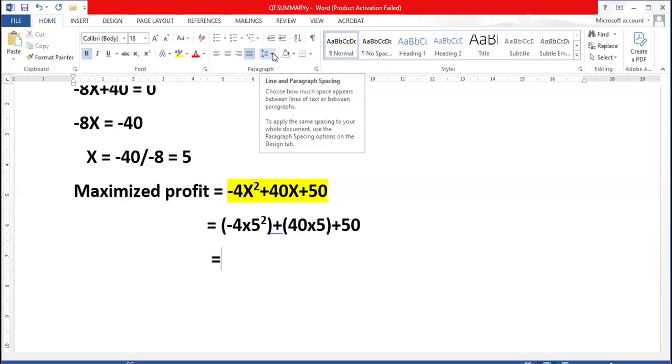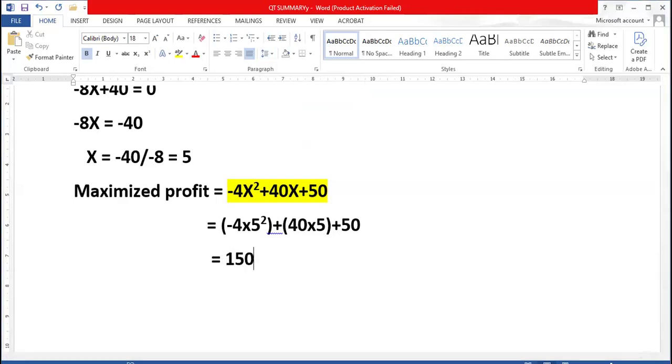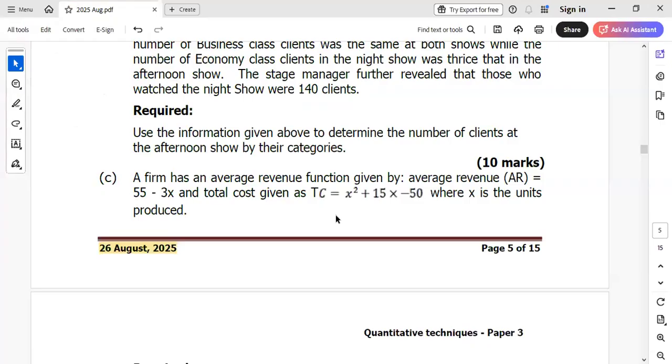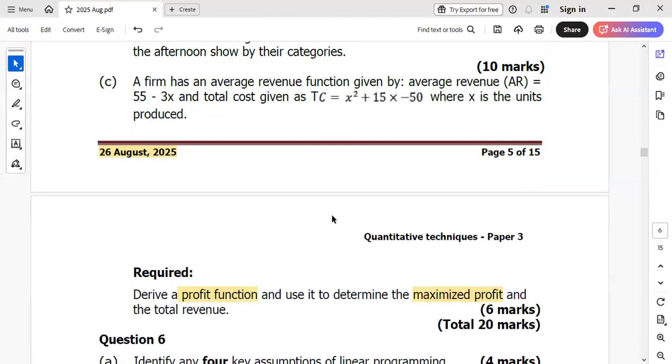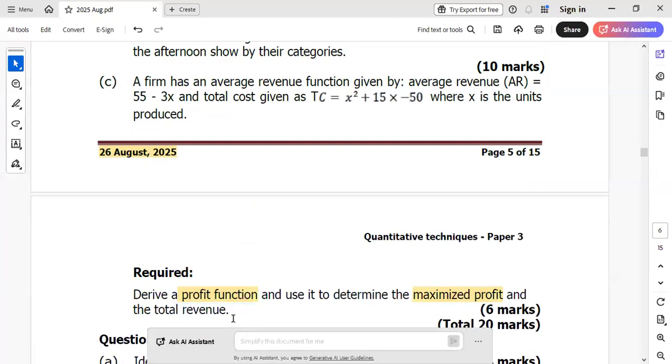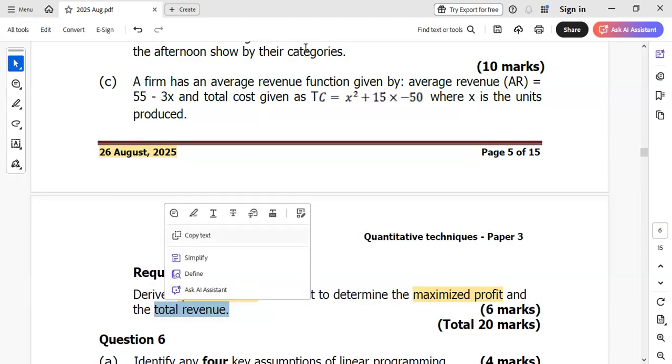Guys, use your calculator and tell me. You get 150. The maximized profit is 150. Are your figures in millions or what? Because if the examiner has not said so, you just stop there. That is 150. Then you go ahead and get total revenue.